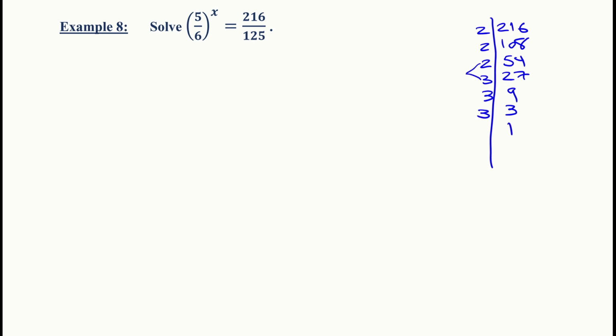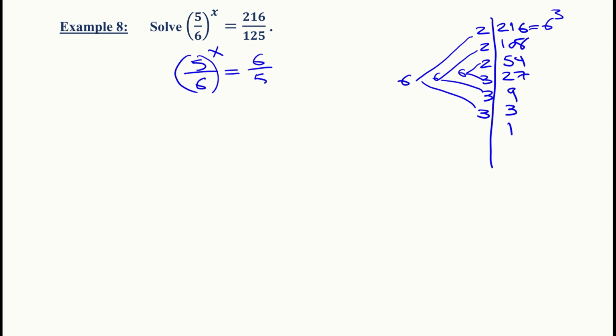Now we notice these nice pairings of 3 6s, right? So you can see that 216 is the same as 6 cubed. So we have 5 cubed down on the bottom of that fraction, and we have 6 cubed on the top. So let's start with that, see where we can take it. So we have 5/6 to the x equals 6/5 cubed.